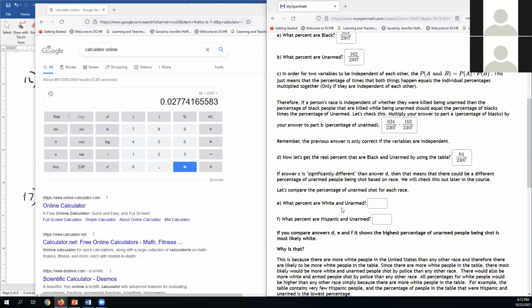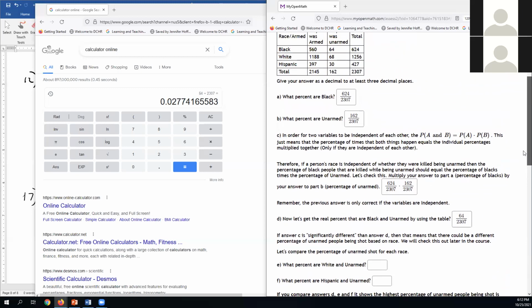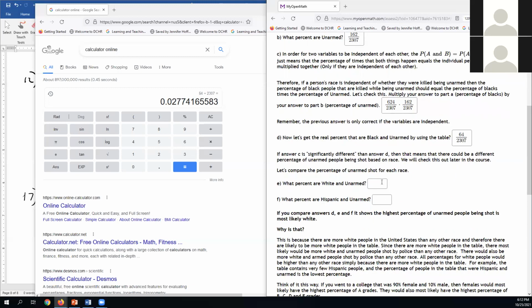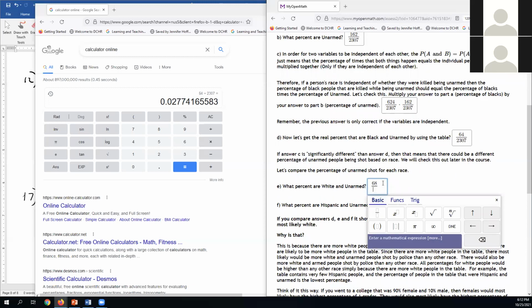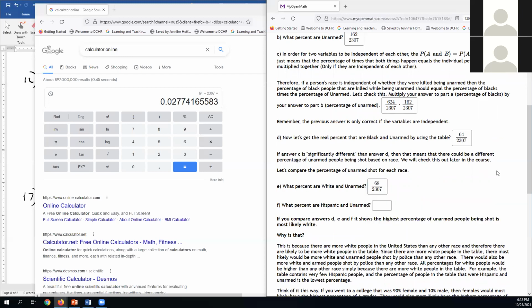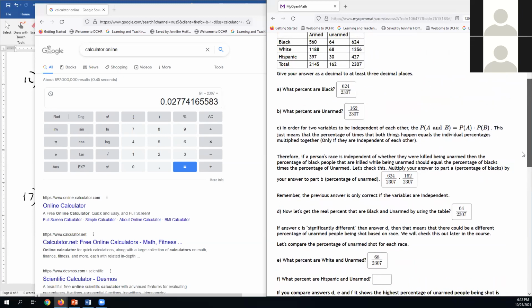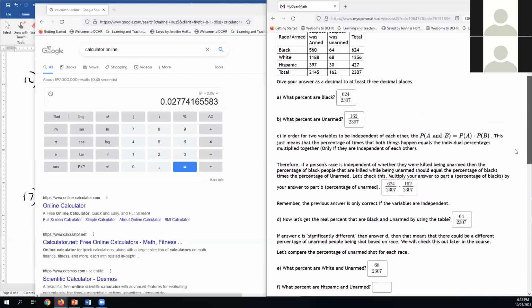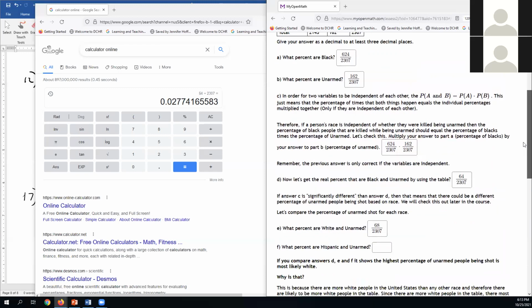What percent are white and unarmed? Well, let's get that. White and unarmed would be 68 out of 2307. Okay, so hold on here a second. White and unarmed, let me make sure here, got to scroll up. 68 out of 2307. What percent are Hispanic and unarmed? Okay, let's get that one. Hispanic and unarmed is right here. That's 30 out of 2307.